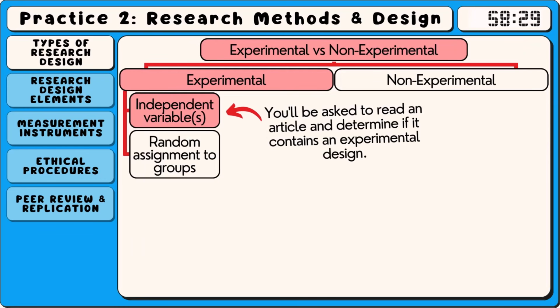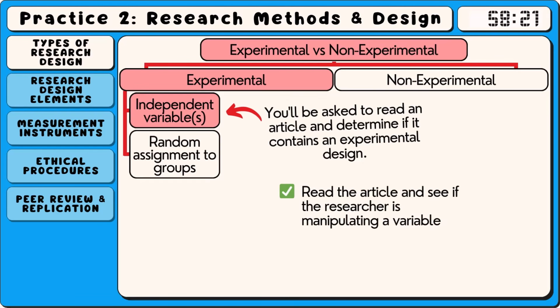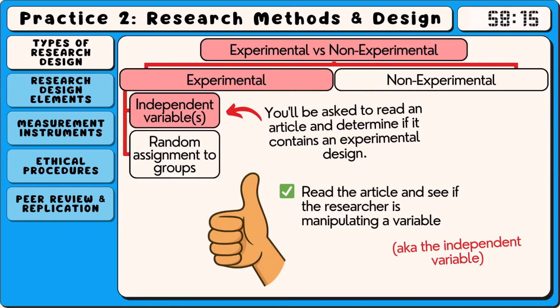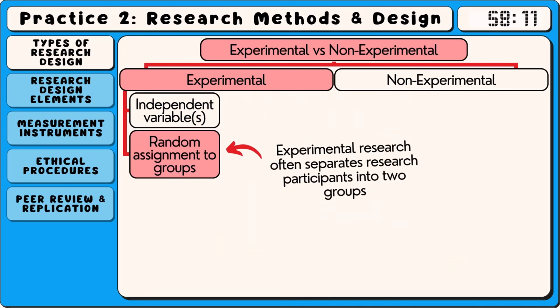So the key thing you need to remember is this. You'll be asked to read an article and determine if it contains an experimental design. Read the article and see if the researcher is manipulating a variable, known as the independent variable. If they are, then you've identified that the study uses an experimental design. Another way to identify experimental research is that it often randomly separates research participants into two groups.